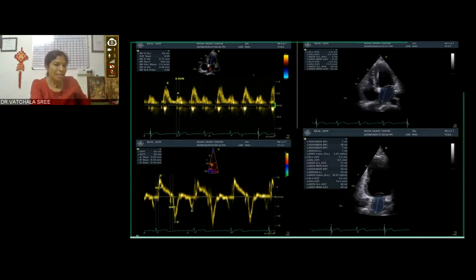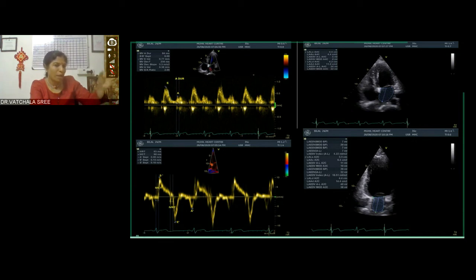So the next step is you go and do a TDI image. Again, for the TDI, you need to have an apical 4-chamber view. But the second step I told you is try to reduce the width and increase the frame rate, because you want to just concentrate on this bit, the septum. As I have shown here, you put your sample volume 5 to 10 millimeter just at the area of the mitral annulus in the septum, and you press the pulse wave.